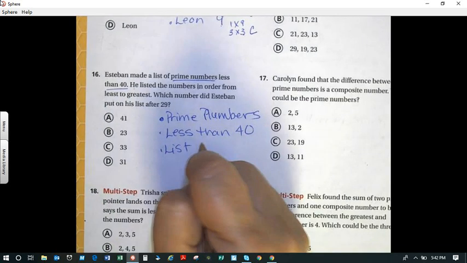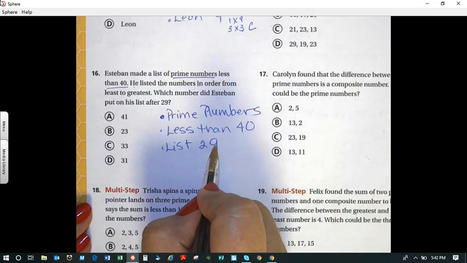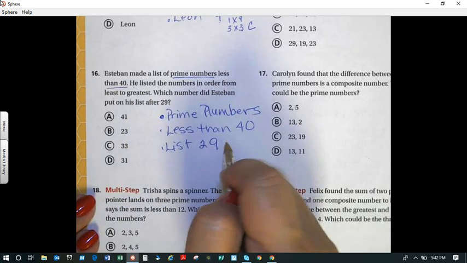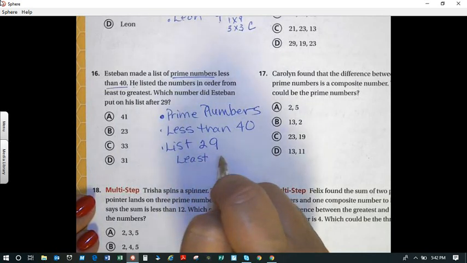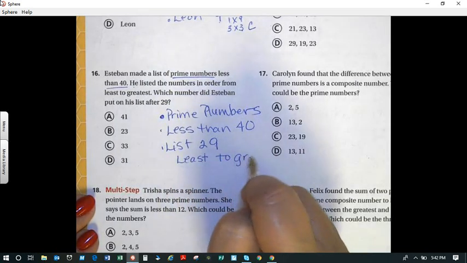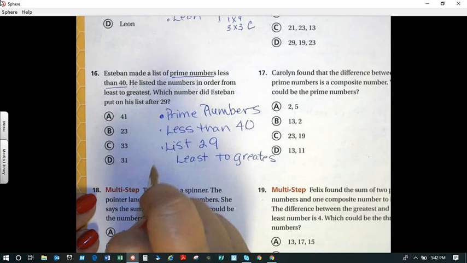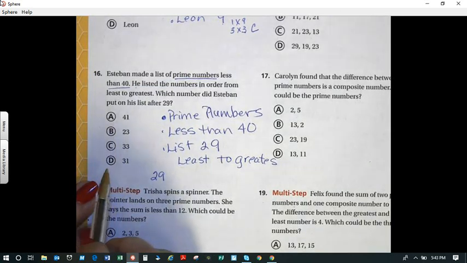Okay, so now he put on his list 29. Okay, so 29 is a, he said that in order from least to greatest, from least to greatest. Okay, so now he's going up to 40. So if his list here, he put 29, which one will come next?